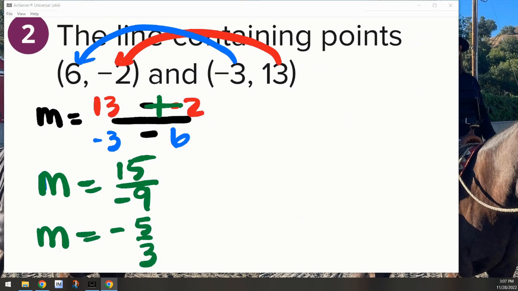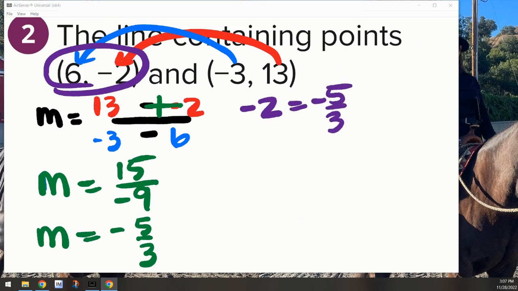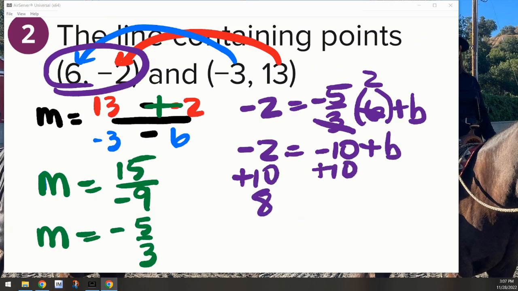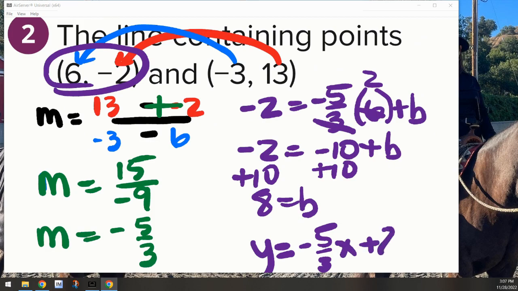So then the next thing I have to do is find my y-intercept. I'm going to use this point right here. So my y value is negative 2. My m value is negative 5/3. My x value is 6 plus b. So negative 2 equals, 3 goes into 6 2 times, so I get negative 10 plus b. I add 10 to both sides and I get 8 equals b. So y equals negative 5/3 x plus 8.